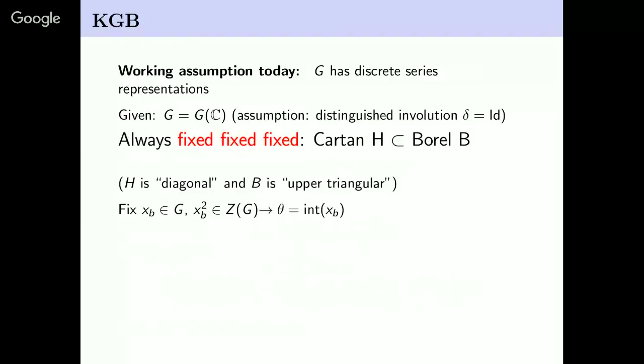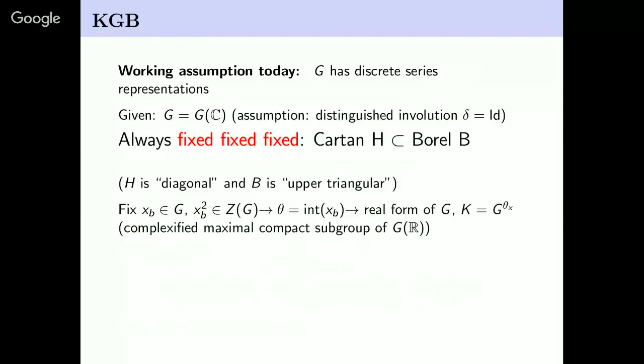Okay, then you can attach to that the involution theta of XB. Theta is the automorphism given by conjugation by this element, and since the element squared is central, this theta is an involution. And by Cartan's theory of real forms, an involution gives you a real form of G.